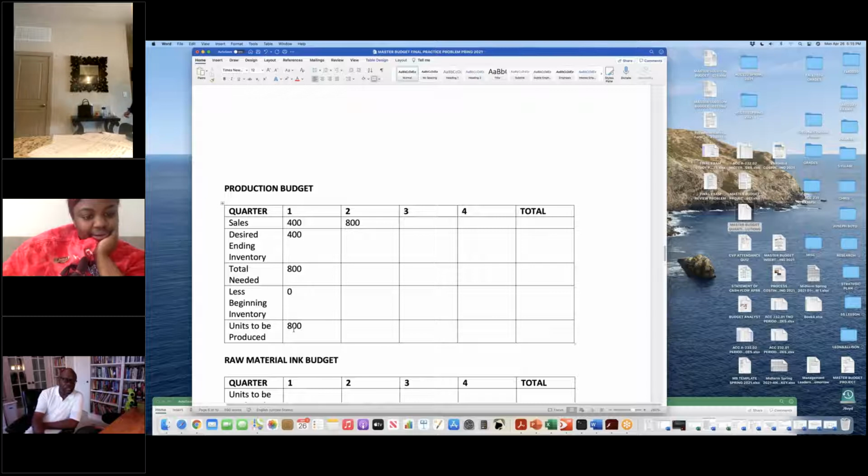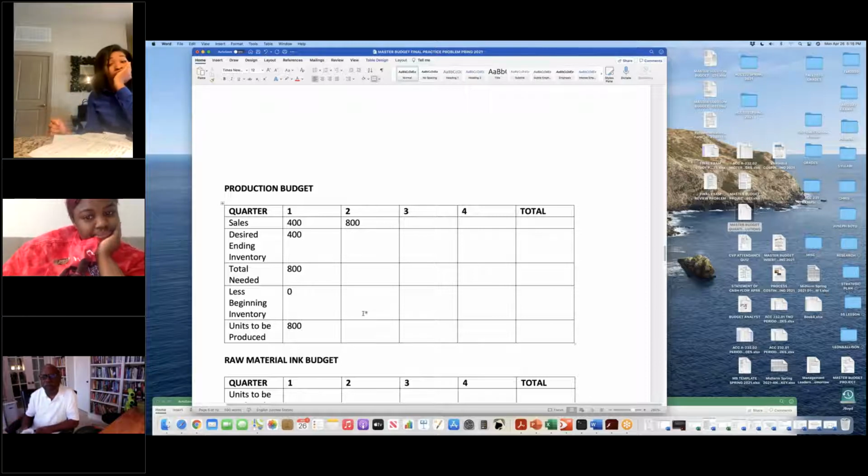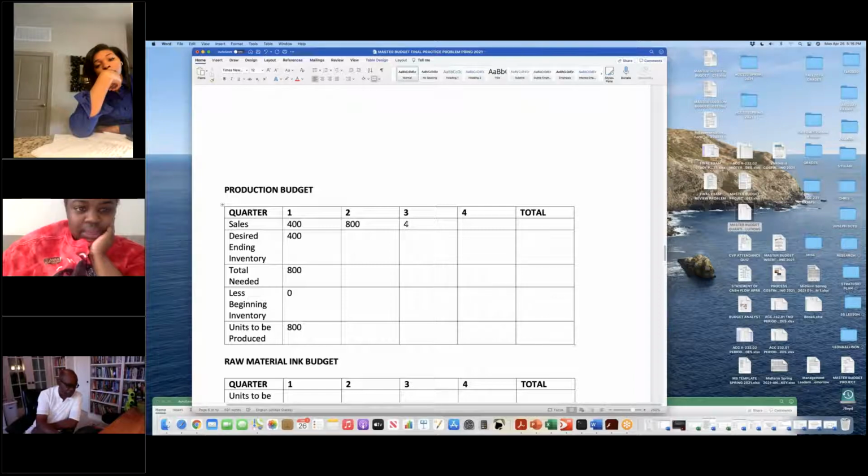Now your job is to go do the second quarter. Tell me how many we produce. How many are we producing the second quarter? You want us to tell it to you or go do it? Well, go do it. I guess we need a third quarter sale. The desired ending inventory is 400 because it's half of the second quarter. No, I need a number up here first. This number is 400.